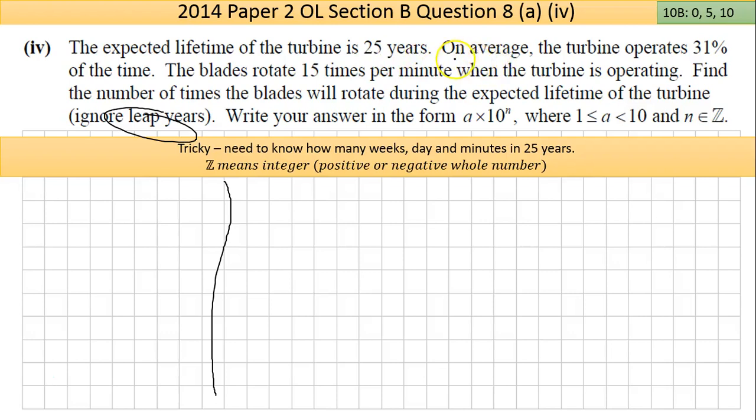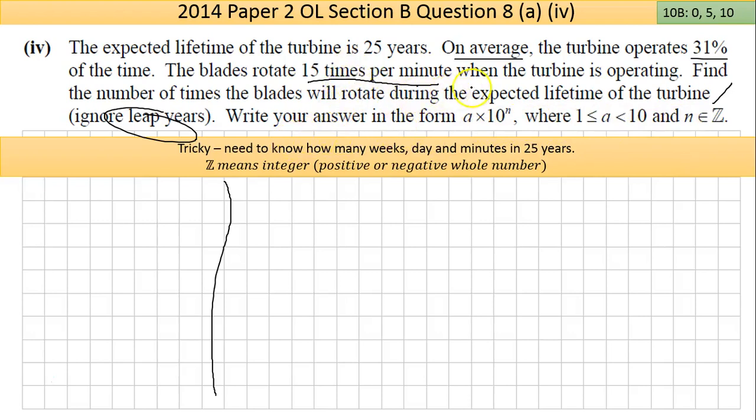Anyway, the expected lifetime of the turbine is 25 years. On average, the turbine operates 31% of that time. So it's only operating 31% of 25 years. The blades rotate 15 times per minute. Find the number of times the blades rotate during the expected lifetime of the turbine. Now you can stop there. We'll worry about this scientific notation later on. Now, there's a lot going on there.